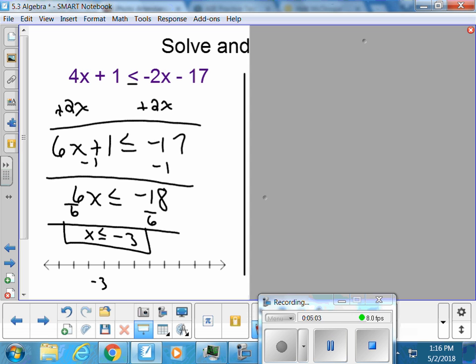Let's just say -3 lives here, -2, -1, 0. I'd have a closed dot at -3. And then I would want to shade down because x is less than or equal to -3. So any questions on that one?